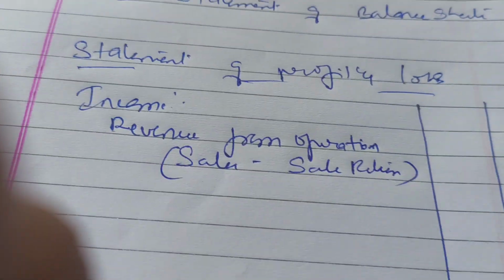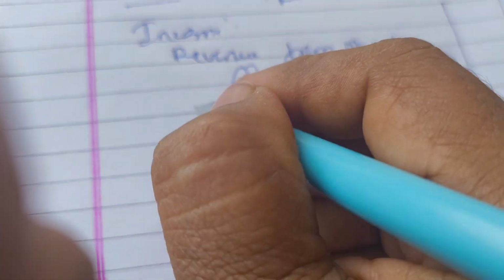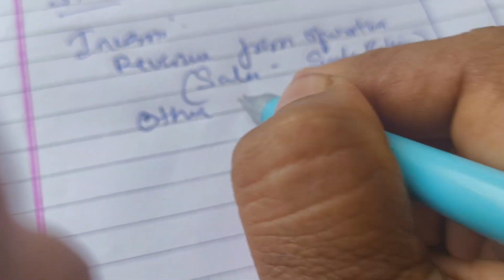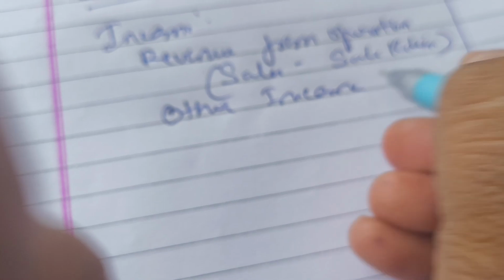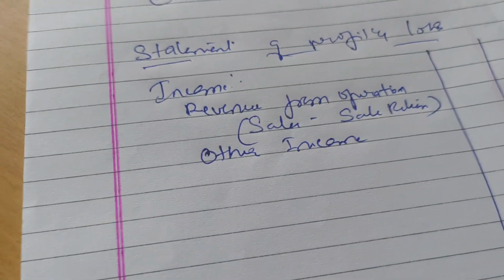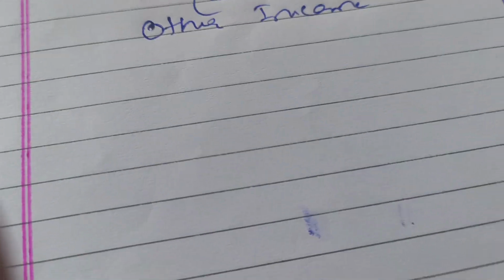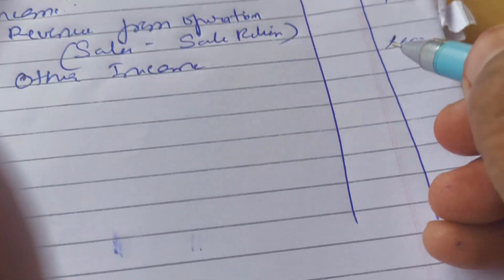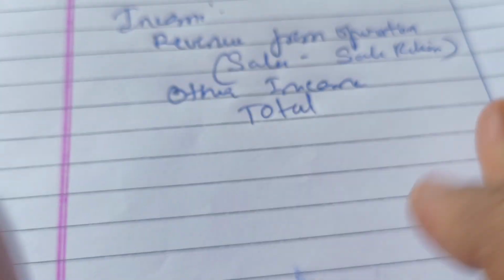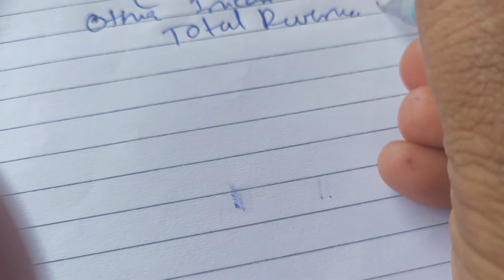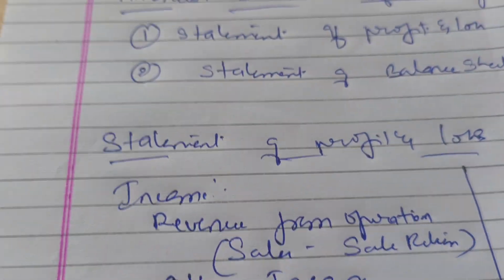The second thing is the other incomes. There may be commission received, interest received, dividend received, such kind of things. Then you write the other incomes and finish. Then we total it and we get the total income. For the total income, another name is total revenue. We call it A, so total revenue A.